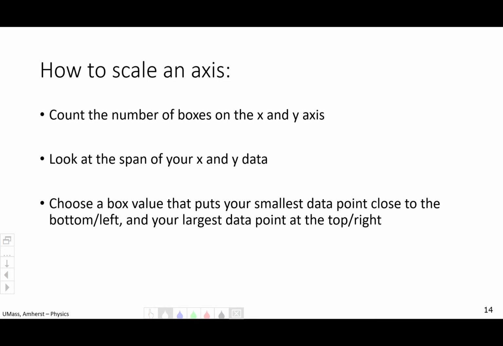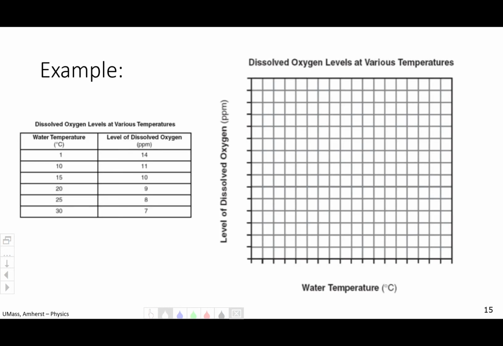So we need to, again, take up at least half the graph space, and you need to make sure that your scale allows all data points to be plotted. You don't want any data points to be off the graph. That's not good either. We don't want to cramp our data, and we don't want to extend it too far off the graph. So let's get an example here.